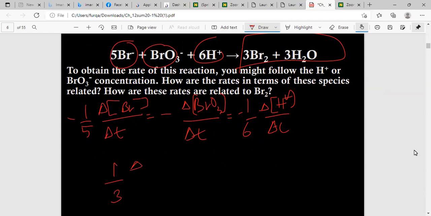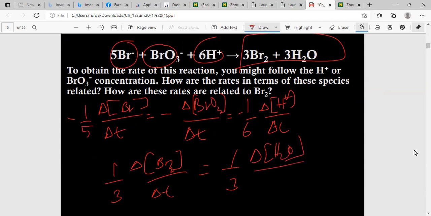1/3 change in the concentration of Br2 over the change in time, and that's going to be equal to 1/3 change in the concentration of water over the change in time. So that's all about the rate expression that you must learn in this chapter, and what your text talks about.